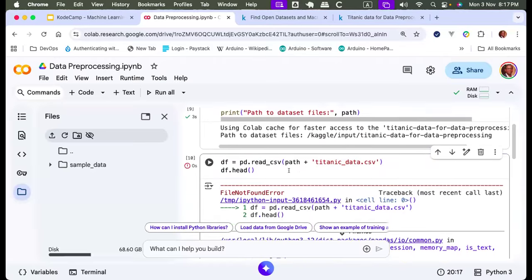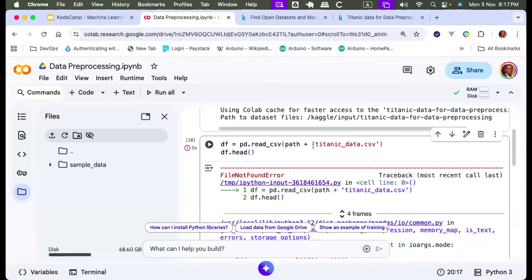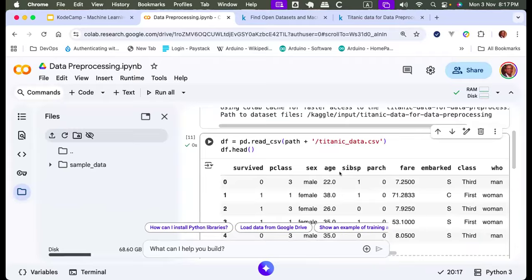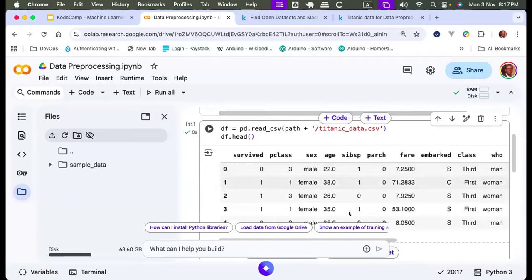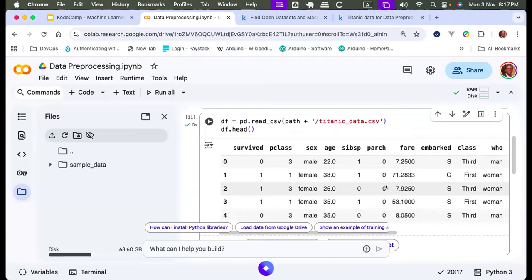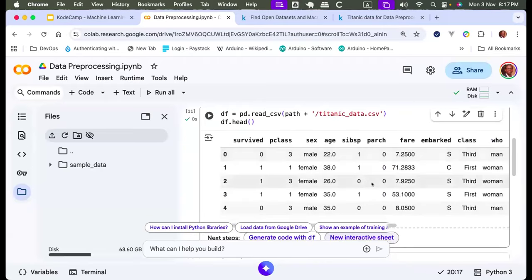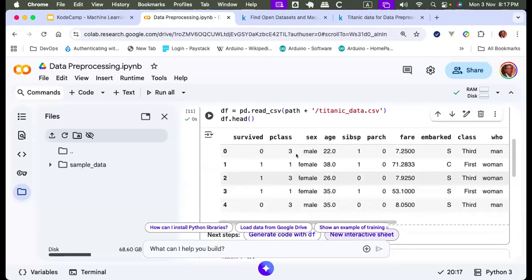So I run this. Okay, so it says file not found. So let's assume that there is no slash. So I have to put a slash here. And good. So voila, it gives me this, which is the data that is in that data frame.